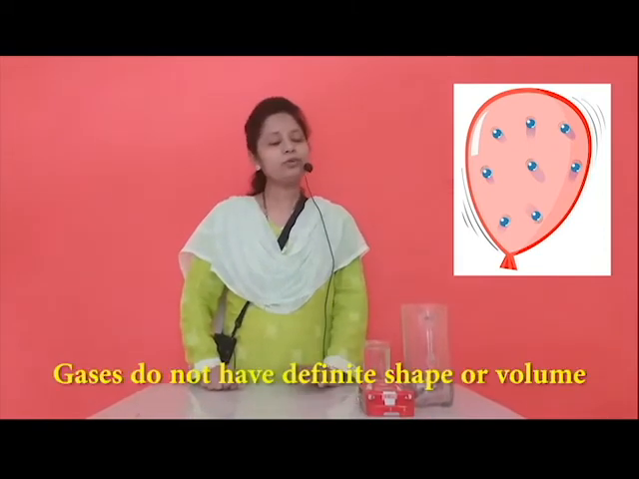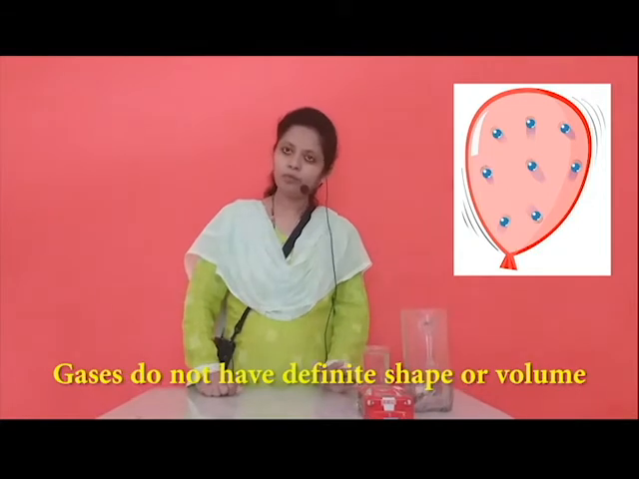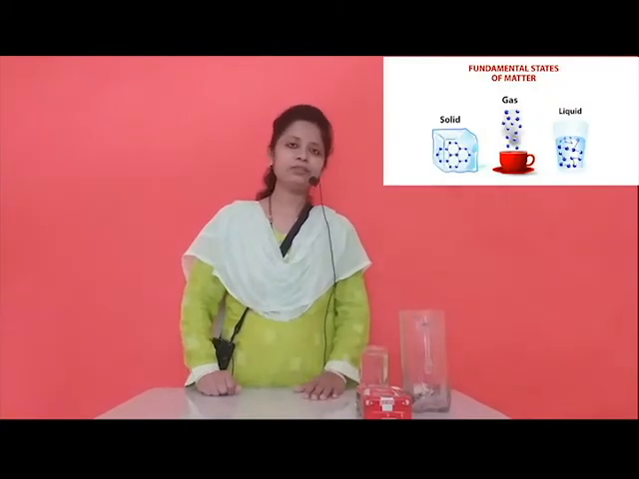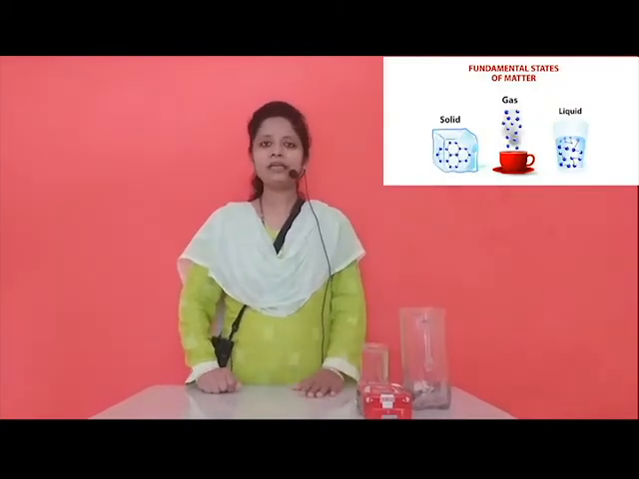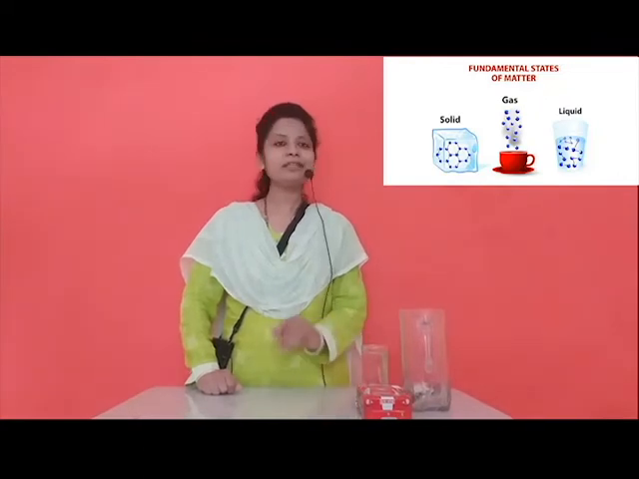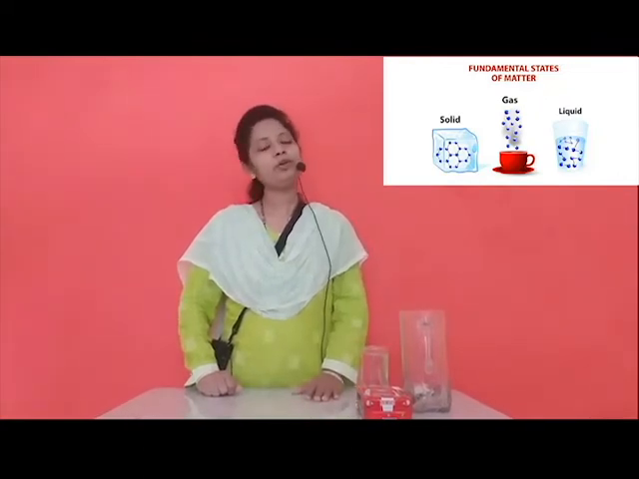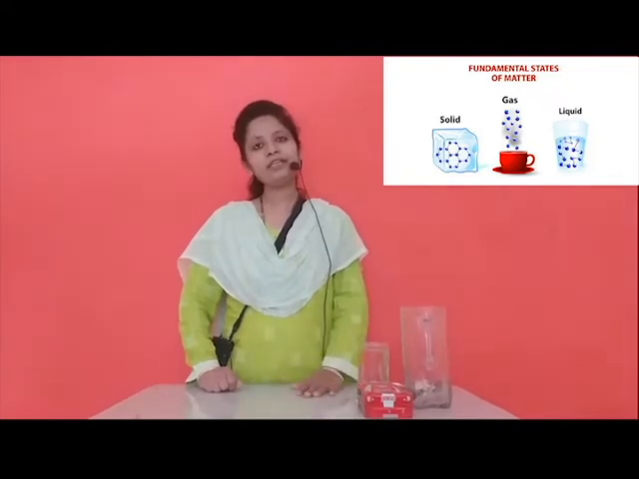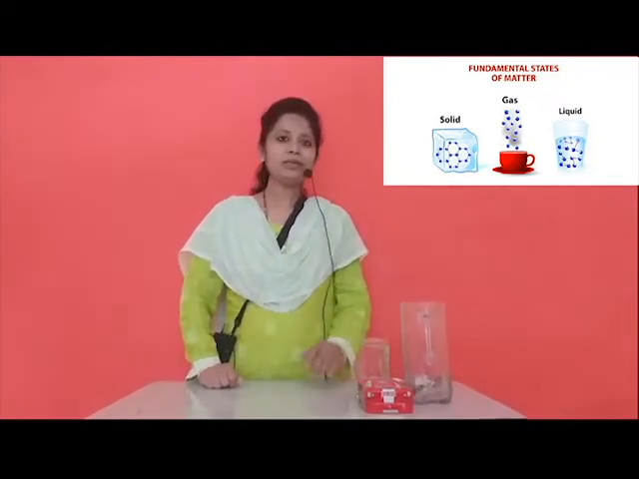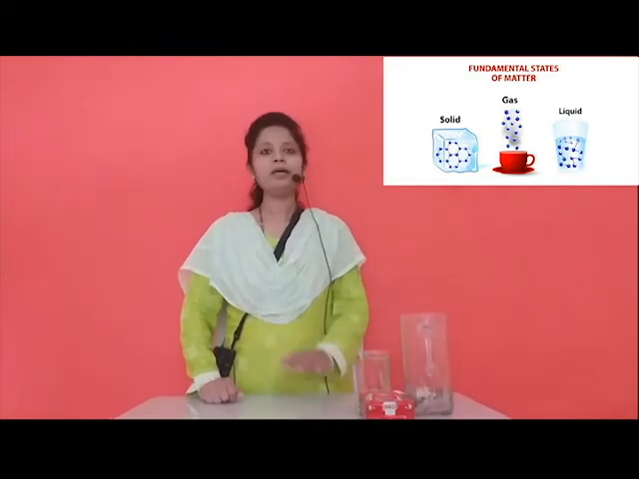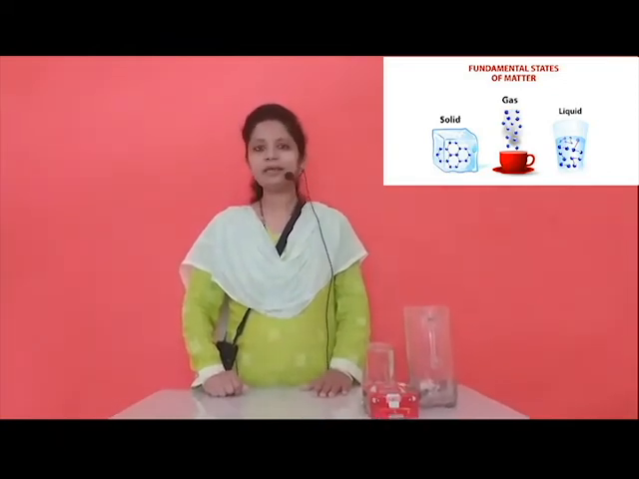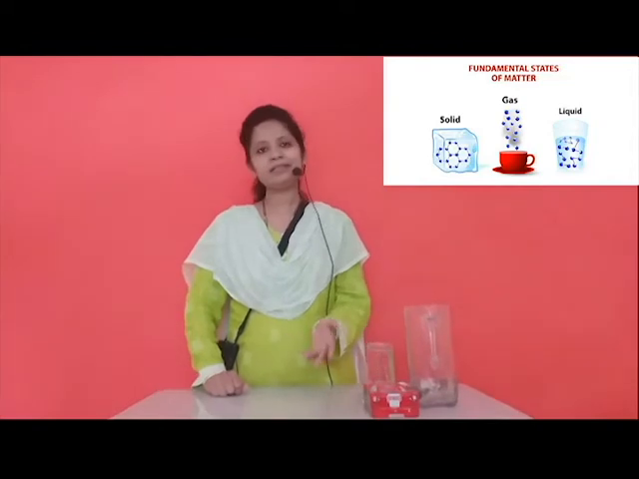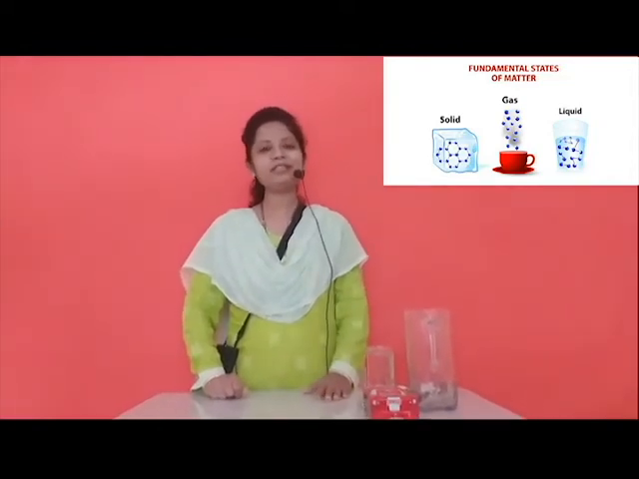So gases do not have definite shape and volume. Now students, one more time, revise solid, liquid and gas. As you know, solids have definite shape and volume, liquids have definite volume but no definite shape, and gases do not have definite shape and volume. Solids are rigid, liquids are not rigid, means they are not hard, and gases, of course, they are not rigid.